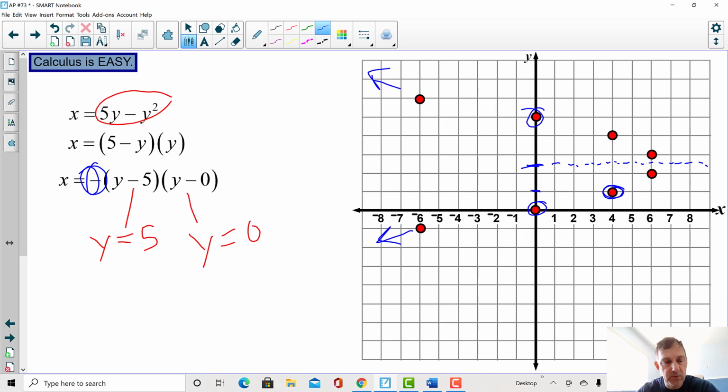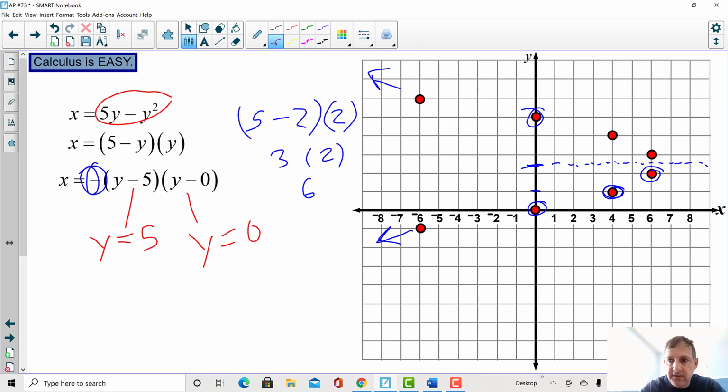I can plug in y equals 2, and that's going to give me 5 minus 2 times 2. So when y is equal to 2, x is 6. So that gives you the point, 6, 2. Because we know the axis of symmetry, we can just copy these points over.